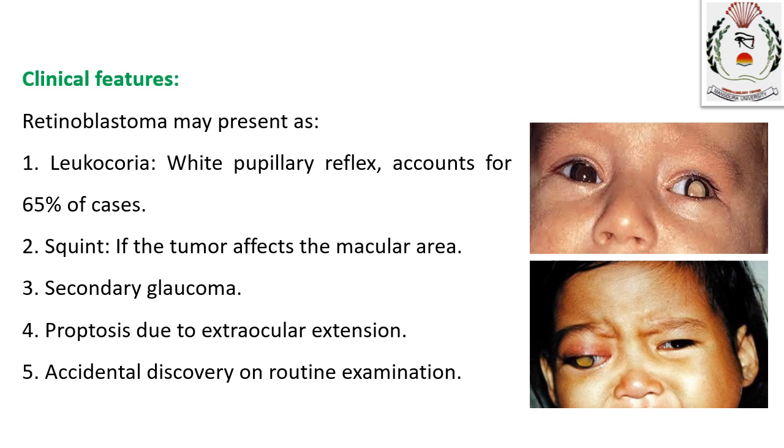It may cause secondary glaucoma, elevation of intraocular pressure, and there is pain in the eye. It may present like this case with proptosis. If the tumor extends outside the eye, extraocular extension, mainly behind the globe, and pushes the globe forward, it may cause proptosis, protrusion of the eyeball forward.